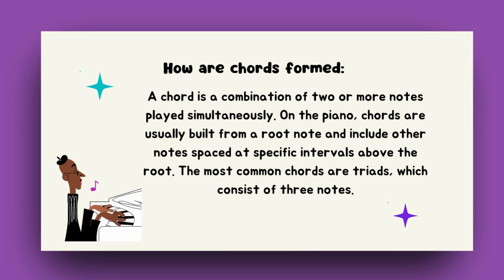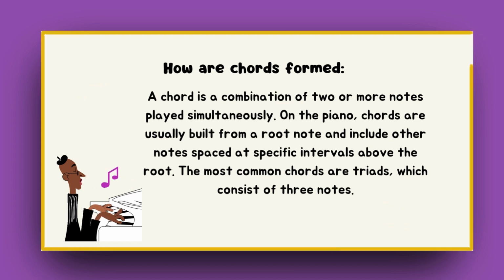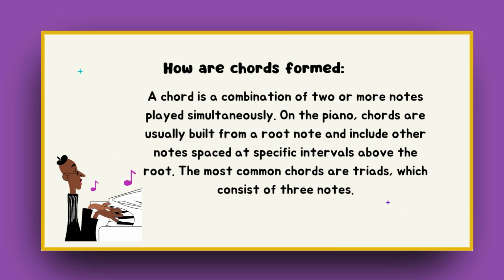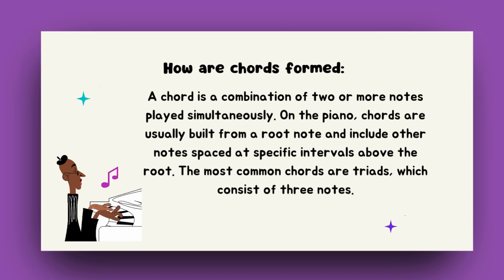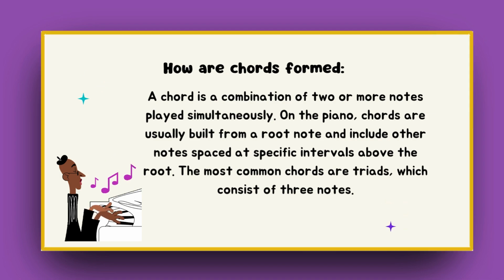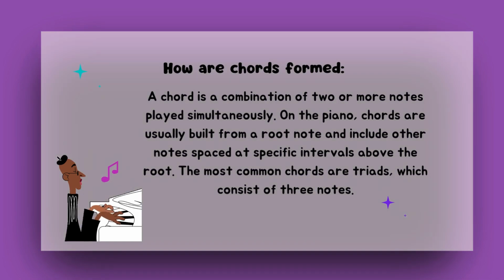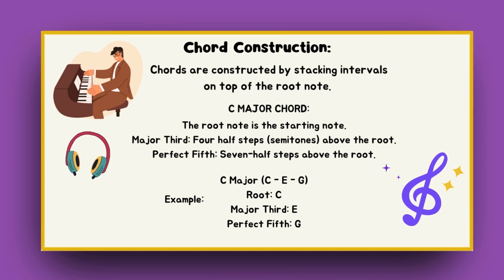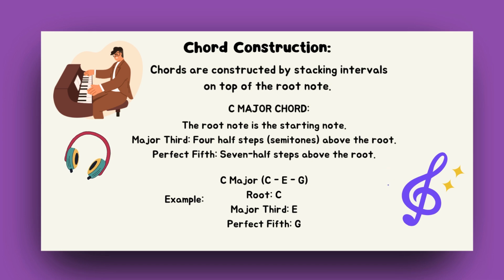A chord is a combination of two or more notes played simultaneously. On the piano, chords are usually built from a root note and include other notes spaced at specific intervals above the root. The most common chords are triads, which consist of 3 notes. Chord construction. Chords are constructed by stacking intervals on top of the root note.